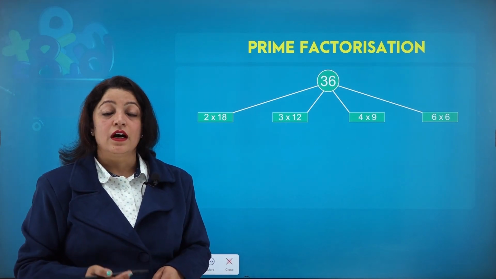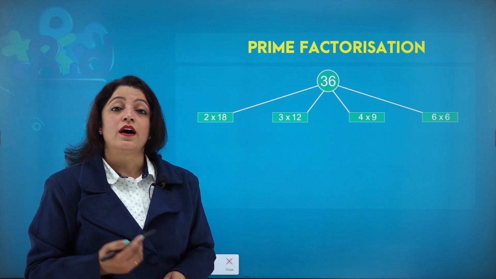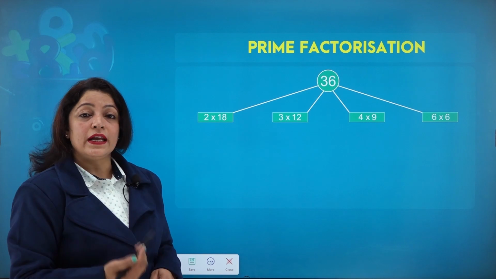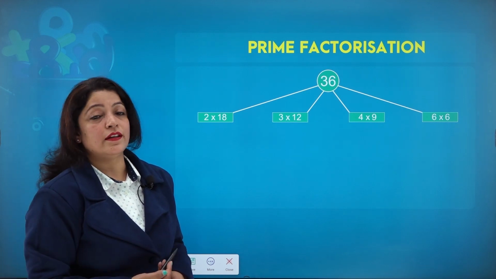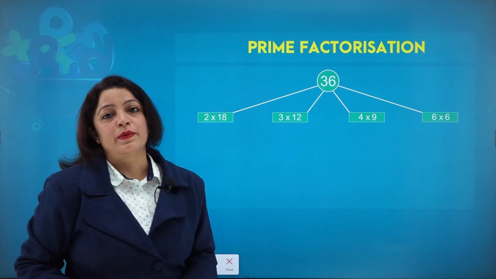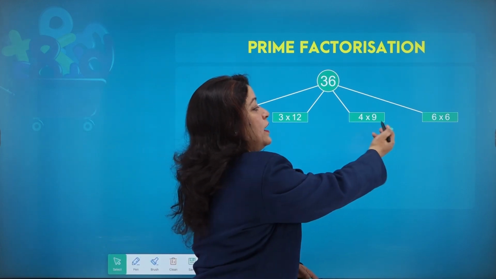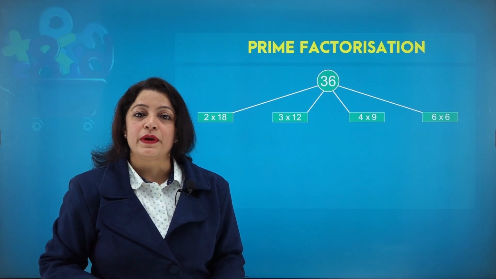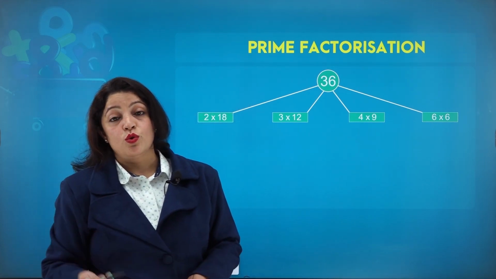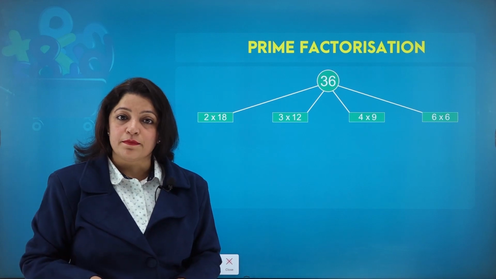Let us see here, are all the factors which we found, are they prime numbers? So when we check, we find 2 and 18. 2 is a prime factor, but 18 is not a prime factor. 3 is a prime factor, 12 is not a prime factor. Here 4 and 9, both of them are not prime numbers. 6 and 6, they are also not prime numbers. So can we further factorize them?